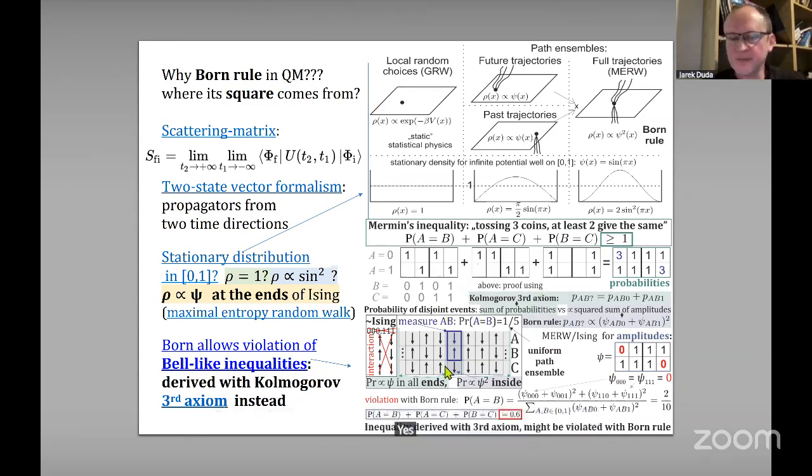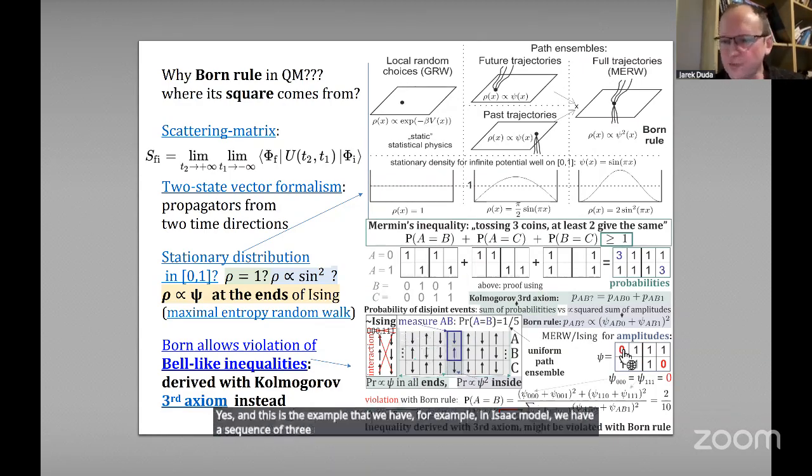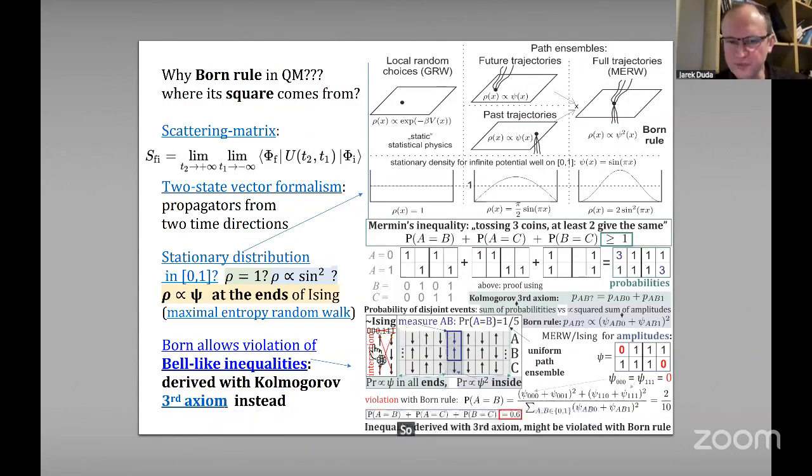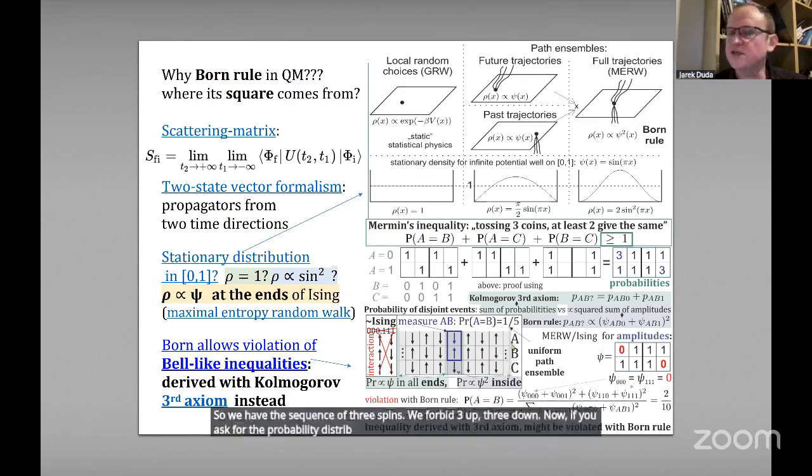Yes, and this is the example that we have, for example, in the Ising model: you have a sequence of 3 spins which forbids 3 up and 3 down. So we would like to put zeros in the corners here for violation. So we have a sequence of 3 spins, we forbid 3 up, 3 down. Now, if you ask for the probability distribution at the end of such a sequence of 3 spins, we would get one sixth for all of them.